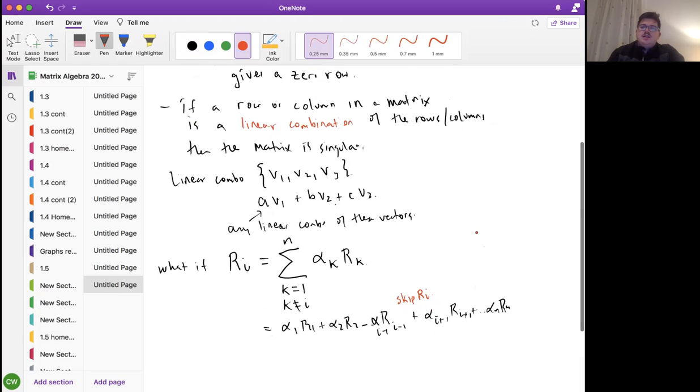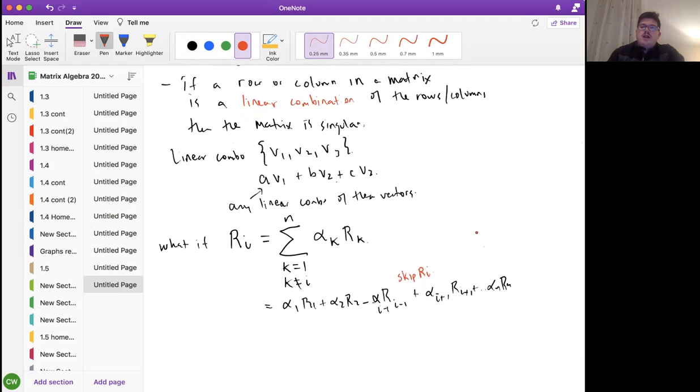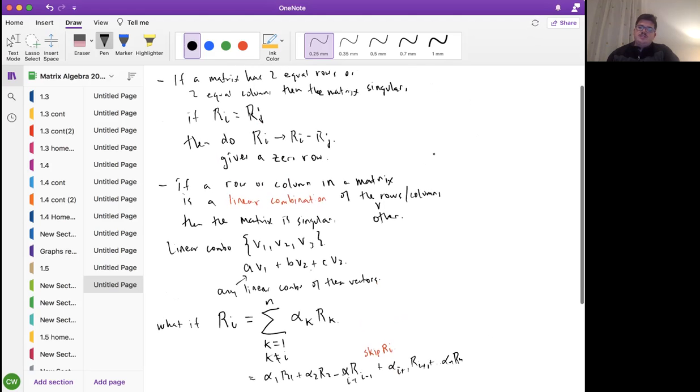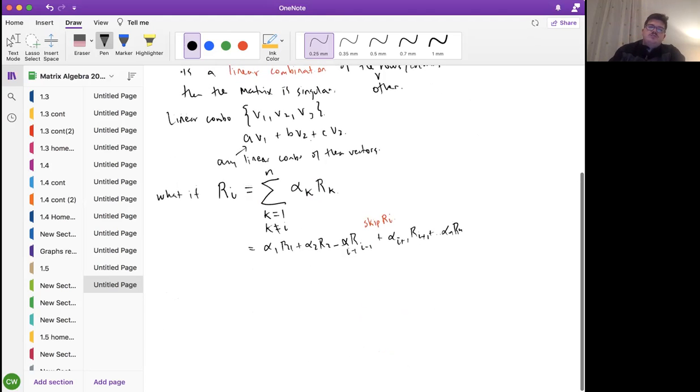So I'm saying if a row or column in a matrix is a linear combination of the, let's just say, other rows or columns, then the matrix is singular. Can someone say why this is true? So it's a direct consequence of the thing we just said. I'll give you a hint. I'll give you the first row operation you can do.